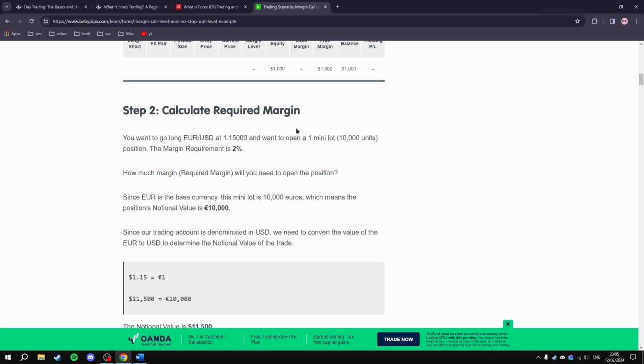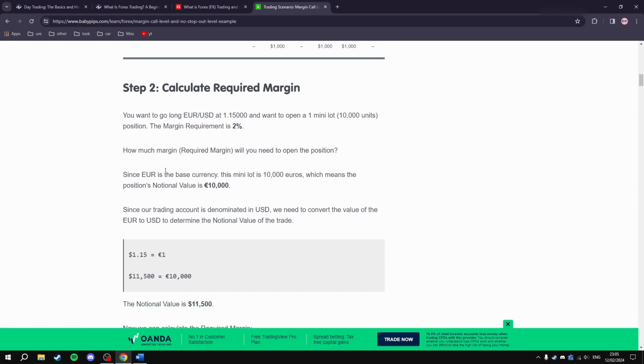Step 2. Calculate required margin. You want to go long EUR/USD at 1.15 and want to open a 1 mini lot, 10,000 units position. The required margin is 2%. How much required margin would you need to open the position?